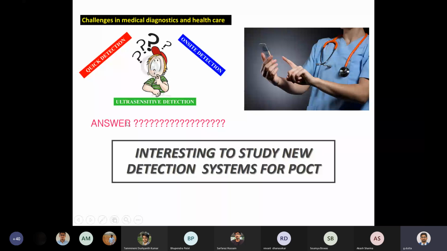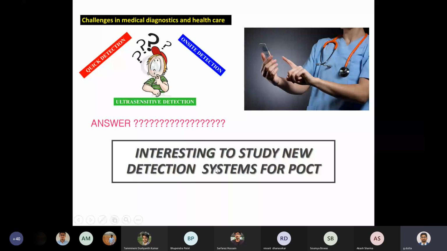But what is the answer right now? In the market, this kind of device, quick, on-site, ultra-sensitive, is very rarely available, almost none. As I said, only things like the pregnancy test kit and glucometer are very commonly used nowadays. But for cancer and other typical diseases, it is not available.